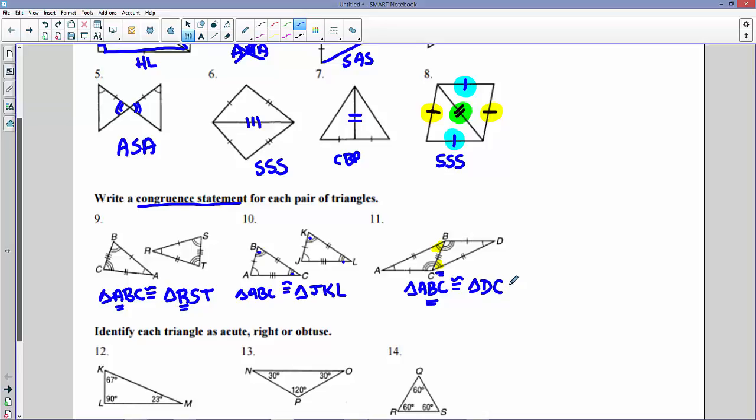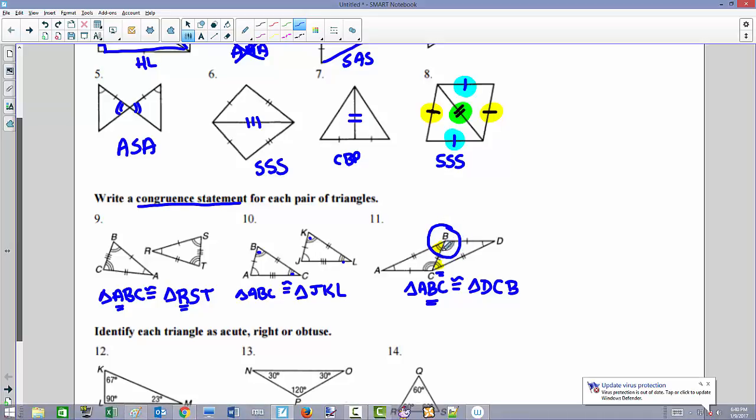But the B in here lines up with the C in the second one. So it's D, C, B. It seems counterintuitive. You think the B's would go in the same position, but they don't, because there are two different angles at B. There's two non-congruent angles hanging out at B. So it's not B to B. It's B to C, and then C to B.